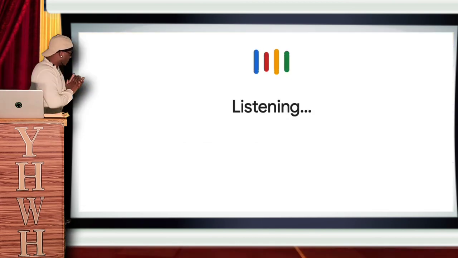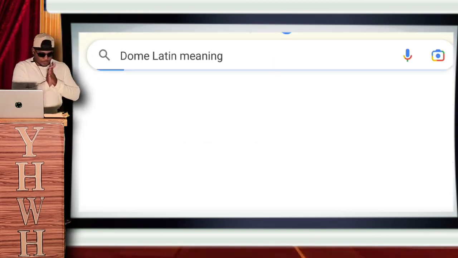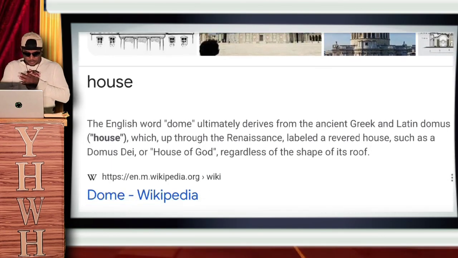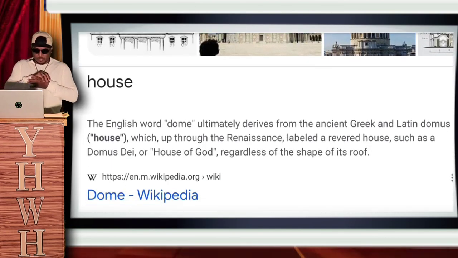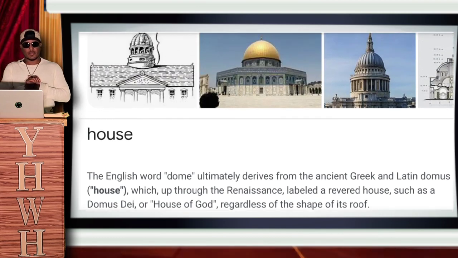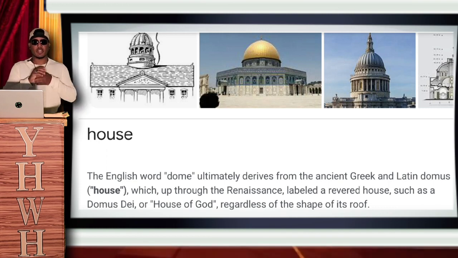Dome Latin meaning: house. According to Wikipedia, the English word dome ultimately derives from the ancient Greek and Latin domus, house, which, up through the Renaissance, labeled a revered house, such as a domus Dei, or house of God, regardless of the shape of its roof. House. God made a house for us. God made earth, and in a house, there's a roof, there's a ceiling.